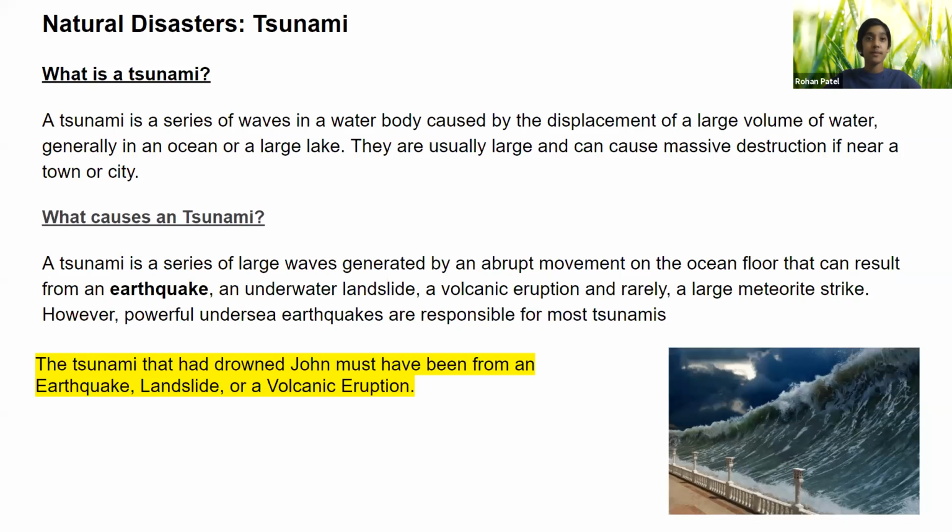What causes a tsunami? A tsunami is a series of large waves generated by an abrupt movement on the ocean floor that can result from an earthquake, an underwater landslide, a volcanic eruption, and rarely a large meteorite strike. However, powerful undersea earthquakes are responsible for most tsunamis. The tsunami that had drowned John must have been from an earthquake, landslide, or a volcanic eruption.